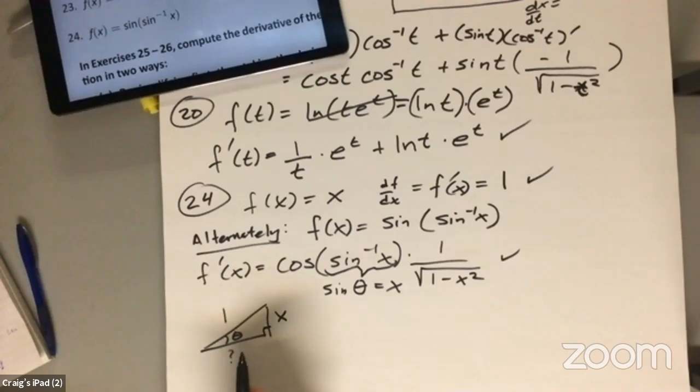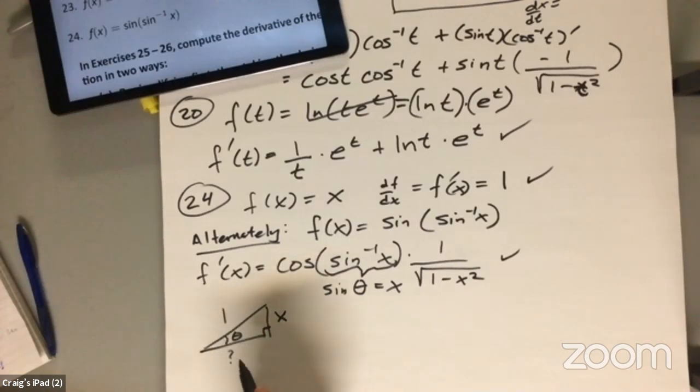And so the cosine of that angle is going to be, well, I don't know, except Pythagoras knows. Pythagoras knows that this side squared plus this side squared has to be 1. So if he solves that equation, then this side has to be the result that when I add x squared, I'm going to get 1.